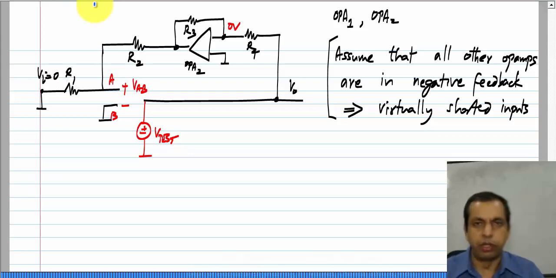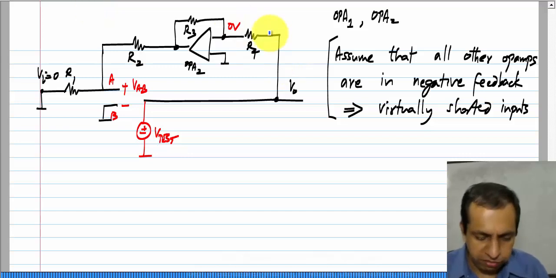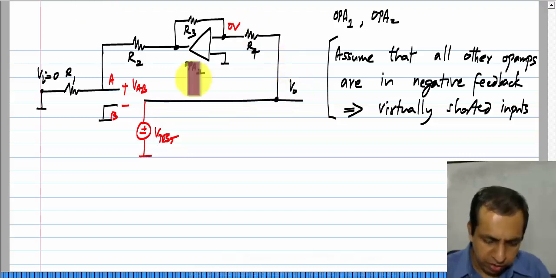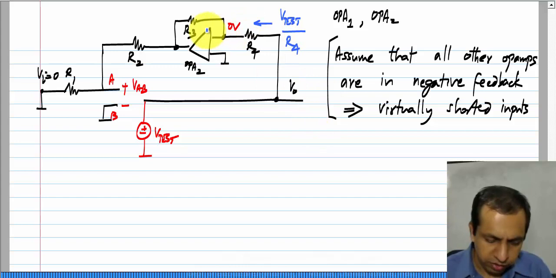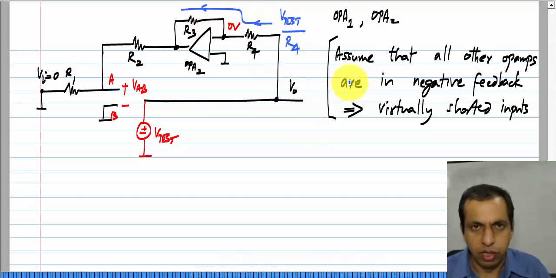Now, in those cases where you cannot make this assumption, if you proceed with making this assumption, you will run into a contradiction. So, that is one way of checking after the fact whether you can make this assumption or not. So, let us see what happens here if we do make the assumption. We have applied V test here, this point is at 0. So, a current V test by R4 flows that way, and of course, nothing flows into the input of the op-amp, and the same thing will flow into R3 as well.